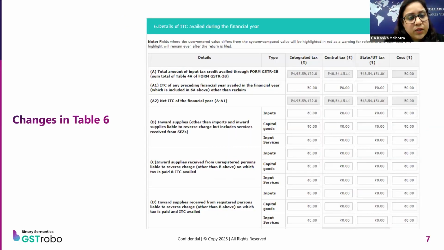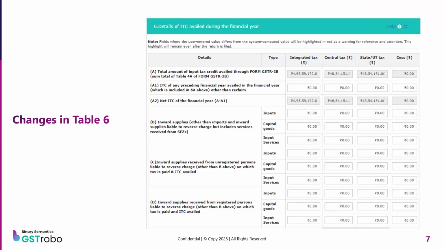So 6A1 is basically your ITC of the previous financial year, other than reclaim, right? If you have missed any previous financial year ITC, then you're claiming it till 30th October or November. So you're saying that all the reversals, Table 12 of 9C you're talking about, right?